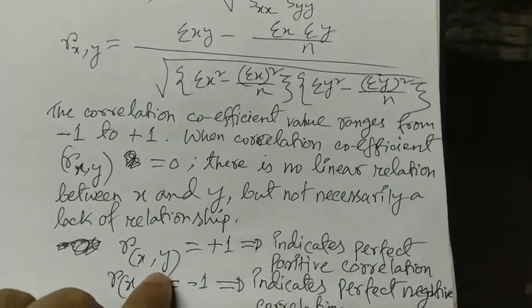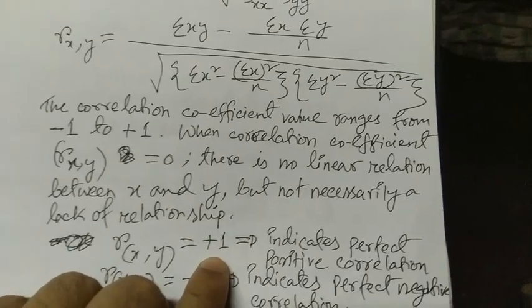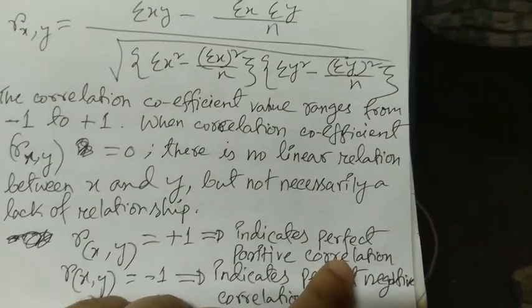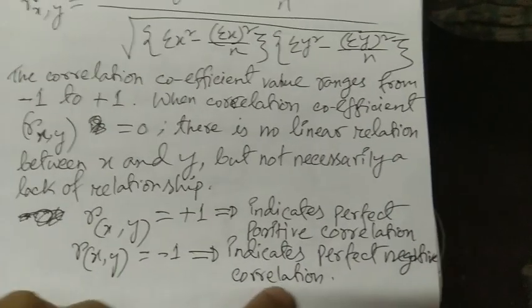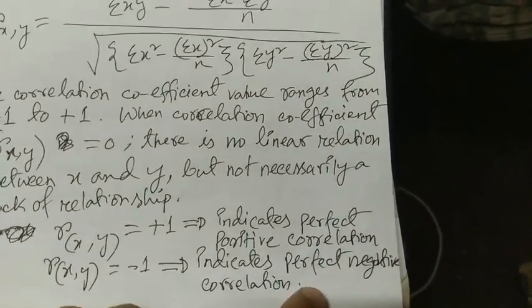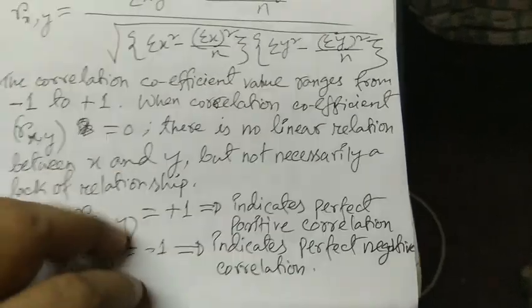So if the correlation coefficient value is plus 1, it indicates perfect positive correlation. If the value is minus 1, it indicates perfect negative correlation.